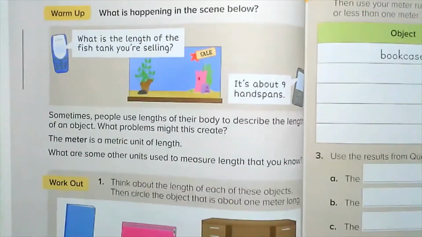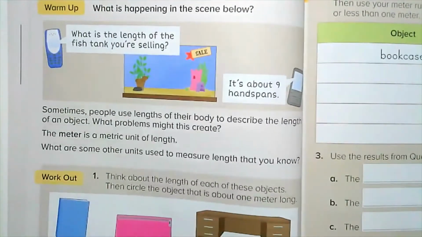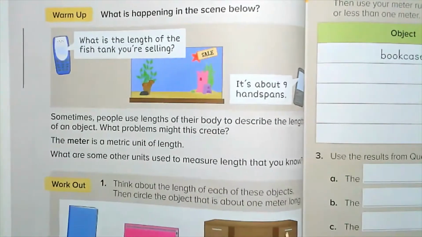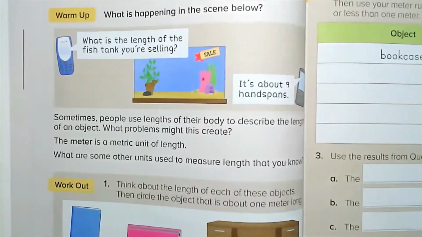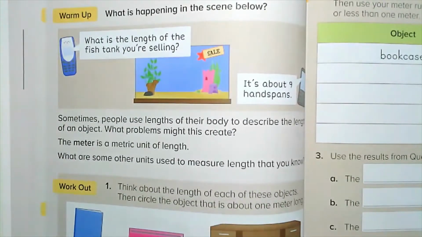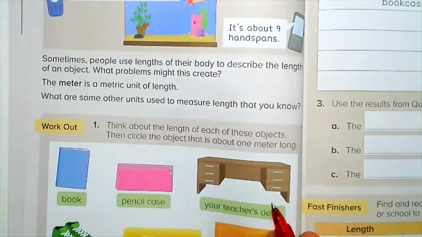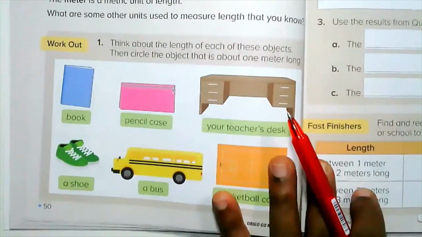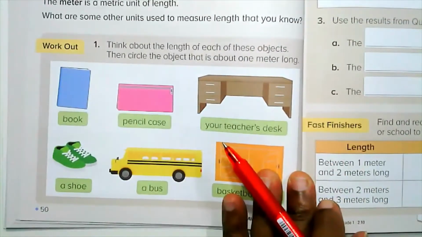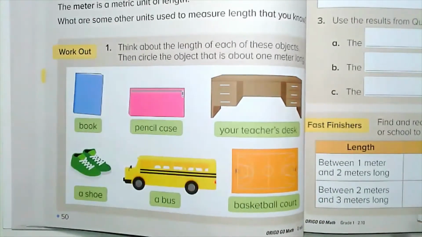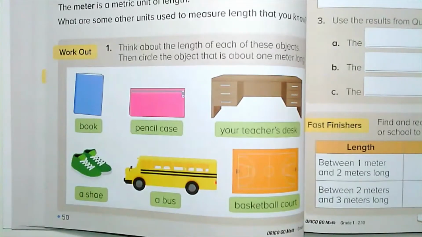Sometimes people use the length of their body to describe the length of an object. What problems might this create? Well, there are so many things it might create. It will not be exactly the same as people assume it to be. So what are some other units used to measure length that you know? We have units like centimeter, meter, and so on and so forth.